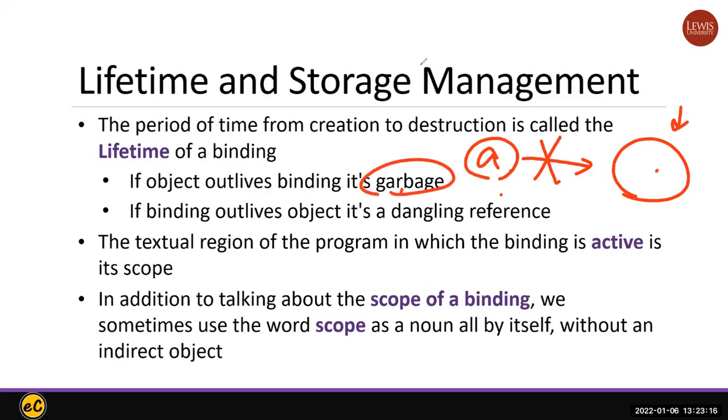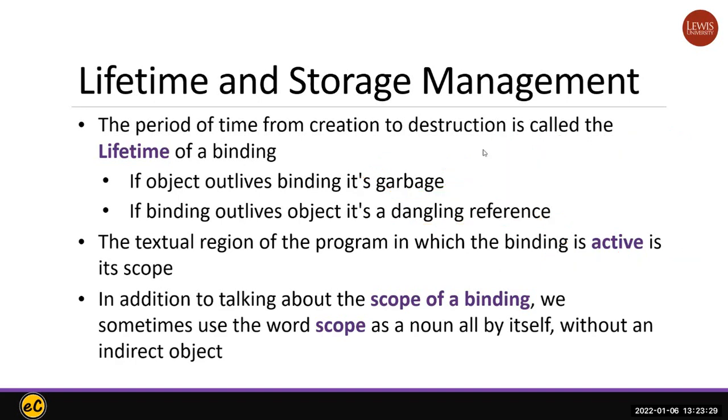And then if a binding outlives its object, so the object is deleted, but the reference still exists, then we call it a dangling reference. Okay, we call it dangling reference. The textual region of the program in which the binding is active is called its scope. Okay, so scope is a different thing.